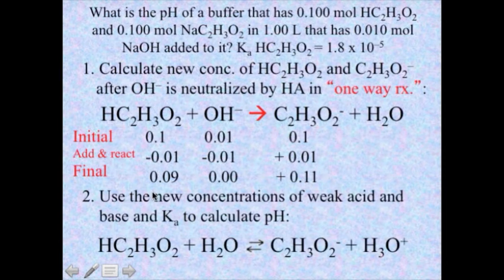So now use these new concentrations of weak acid and base, and the Ka for acetic acid, 1.8 times 10 to the minus 5, to calculate the pH. Turn your playback off, do the calculation, and then come back and check.